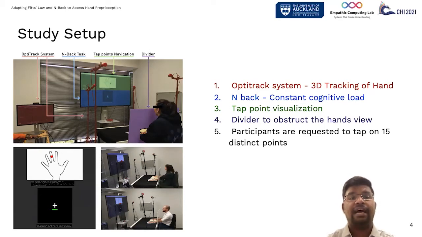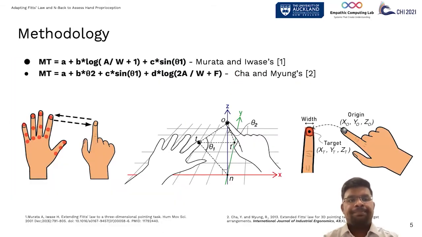In the study, we asked participants to tap 15 distinct points on the back of the hand, simultaneously answering n-back tasks. We used the OptiTrack system to track the right index finger. We used the n-back task to keep the participants under constant cognitive load. We visually showed participants where to tap on the back of the hand, and a divider obstructed the view of the hand. This study is modeled in such a way as to match a real-time scenario.